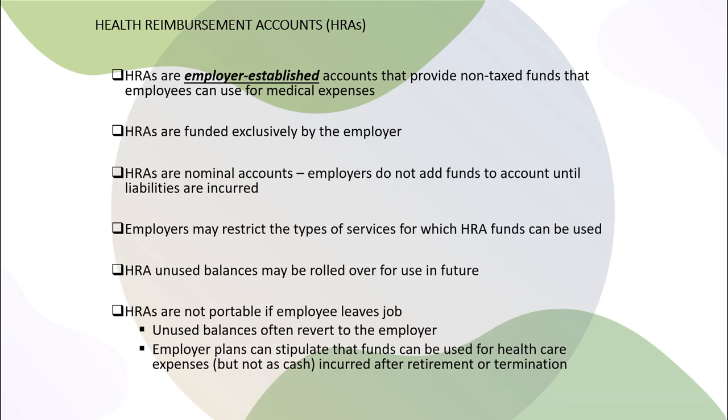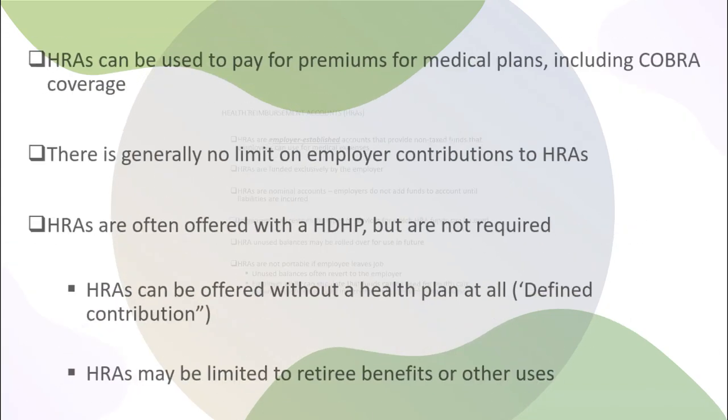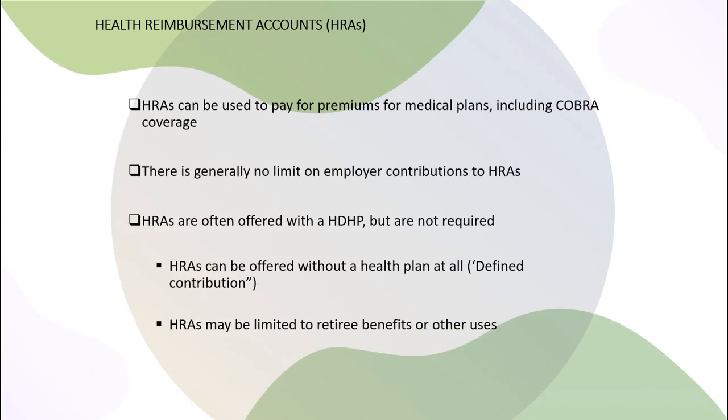Health reimbursement accounts are not portable if the employee leaves a job. Unused balances often revert to the employer. Employer plans can stipulate that the funds can be used for healthcare expenses, but not as cash, incurred after retirement or termination. Health reimbursement accounts can be used for paying premiums for medical plans, including COBRA coverage.